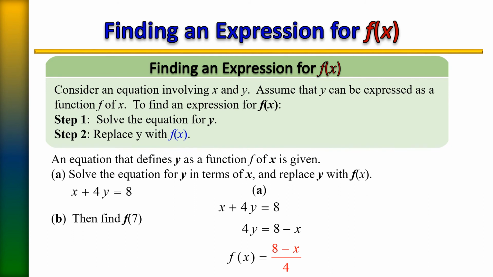Now that we have this function, we want to evaluate this function for 7, meaning we're going to remove the x from this function and replace it with 7. Do the math so that we can see what our output would be. So our input is 7. Let's see what our output is going to be. Removing the x and replacing it with 7 will look like so. On top we have 8 take away 7, which is 1 over 4. So our output would be 1/4.